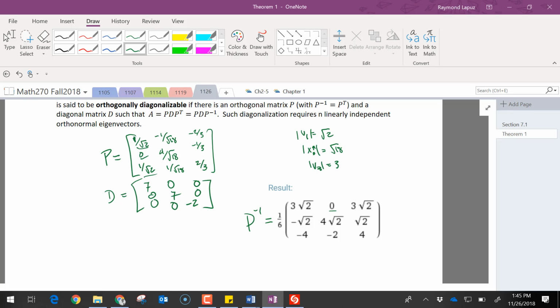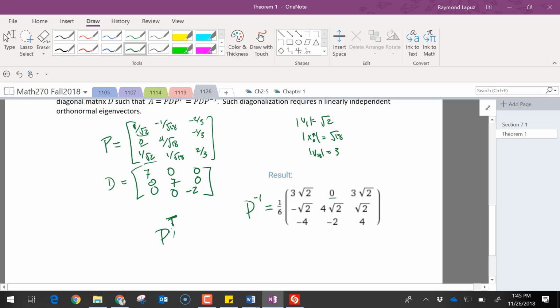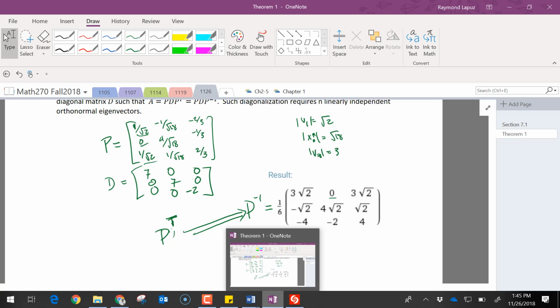If we simplified everything here, E transpose is actually going to equal that, which is what they're saying. Not only that, but if we multiplied these matrices with the diagonal in the middle, we should get the original matrix back. So let's do that.